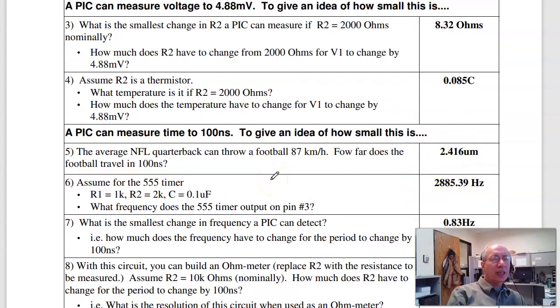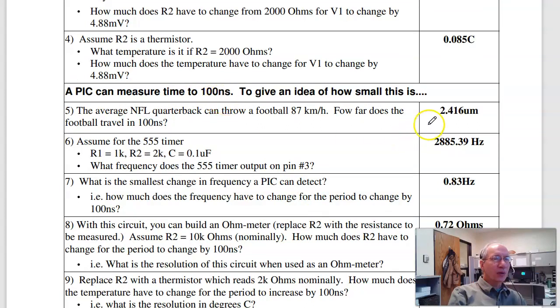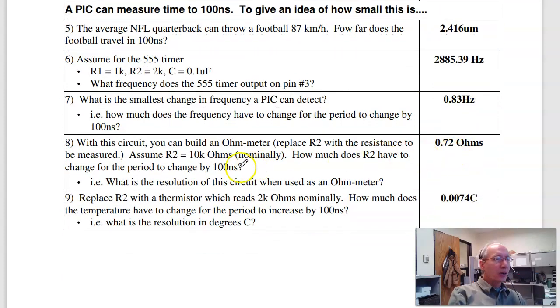If I do a trick and convert it to frequency and measure time to 100 nanoseconds, something we'll do later in this semester, I can measure how far a football's thrown with a resolution of 2.4 microns. I can measure frequency with a resolution of 0.8 Hertz, or temperature to 0.007 degrees Celsius. That's homework set number 1 for ECE 376.